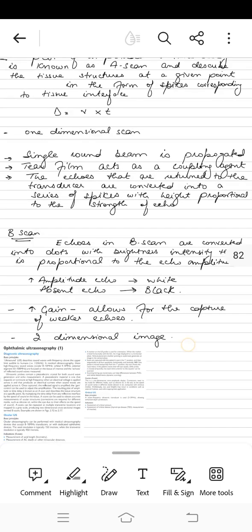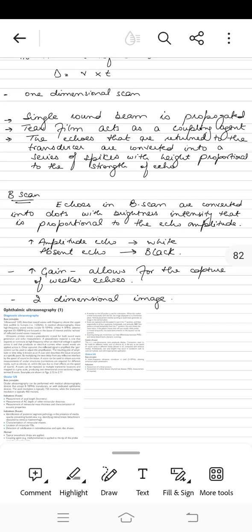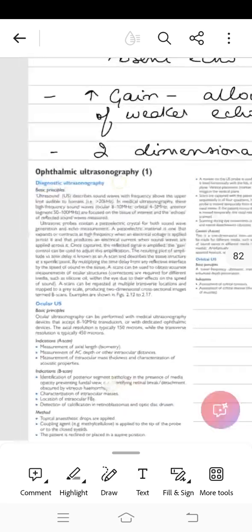In B scan, echoes are converted into dots with brightness intensity proportional to the echo amplitude. The higher the echo amplitude, the brighter the dot. Increased amplitude is shown as white, absent echo as black. If we increase the gain, we can capture areas of weaker echoes, and it is a two-dimensional image.